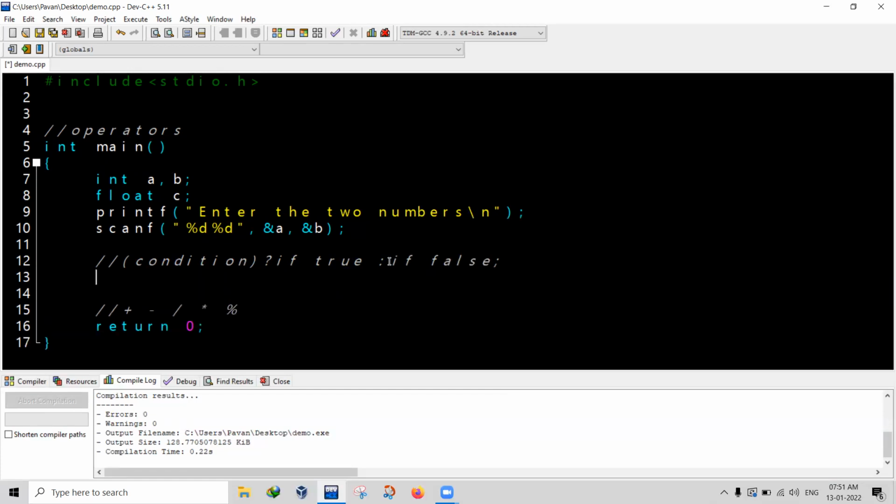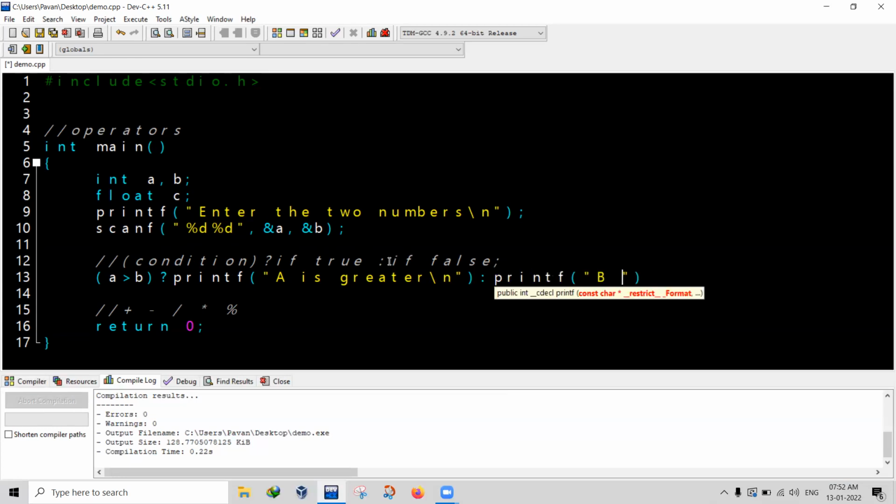Now see, I'm just writing in the condition a greater than b, that is two numbers. Is it true? Question mark. If true, printf a is greater than slash n. You should not put semicolon here, only a colon. This is one more mistake students do. There is no semicolon in the syntax. And if not, printf b is greater slash n, and here you have to end with semicolon. See the syntax.